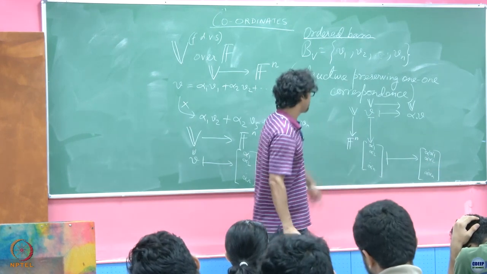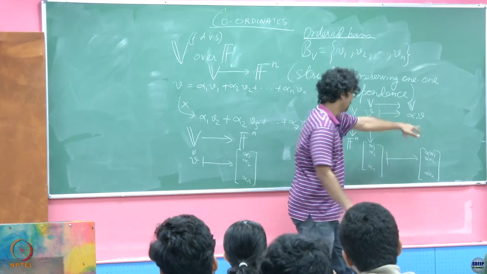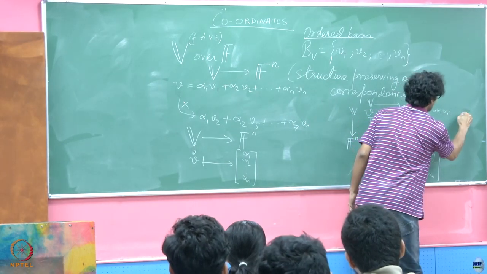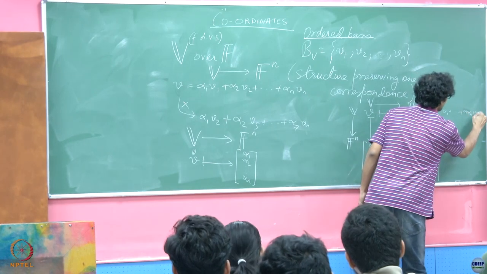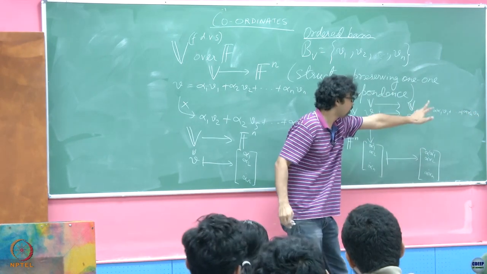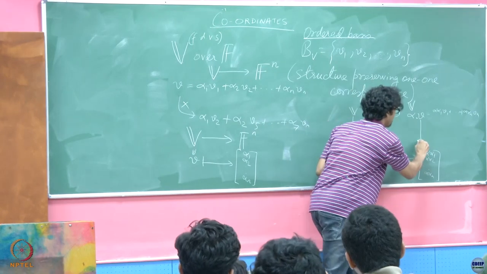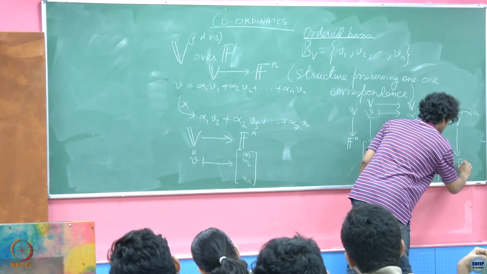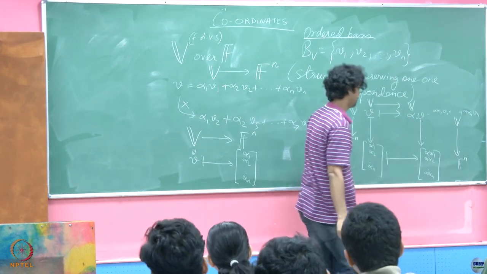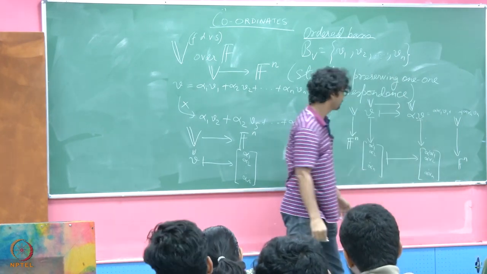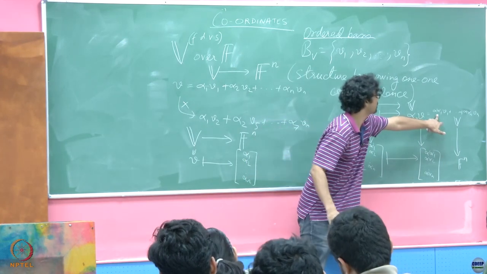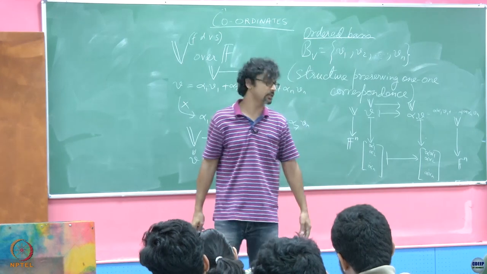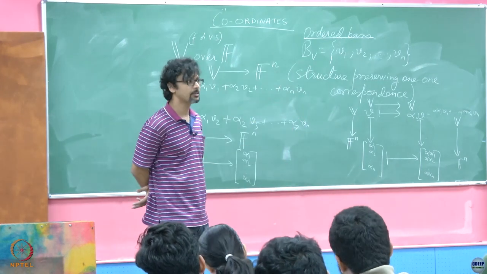Why? Because after all, what is this fellow? Look at this fellow. This fellow is nothing but alpha times alpha 1 v1 plus dot, dot, dot till alpha times alpha n vn. Now, if you assign this a coordinate, this is also a mapping from V to Fn, right? So what are the coefficients of these Vs? It's exactly these. So it preserves the structure in terms of the scalar multiplication.